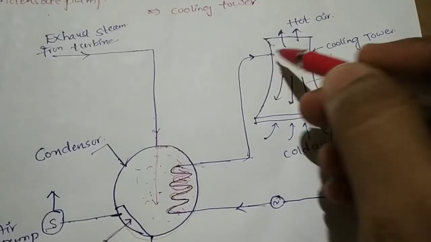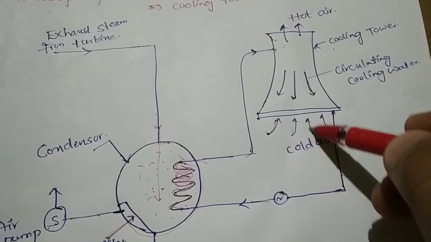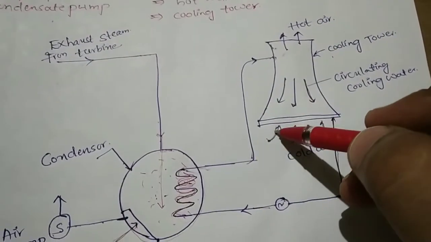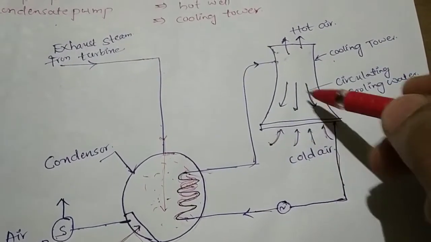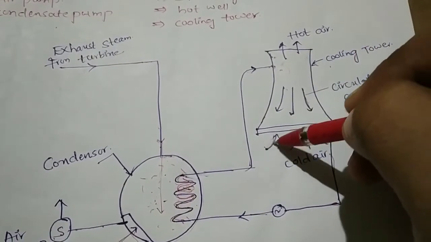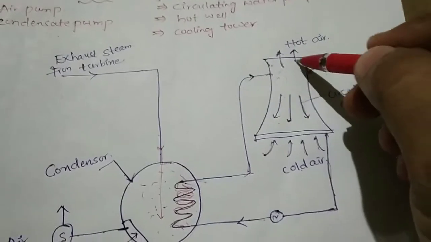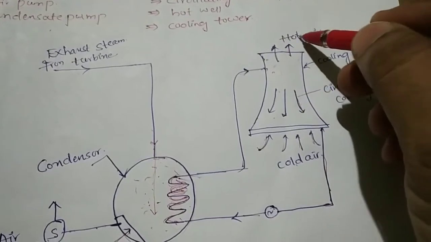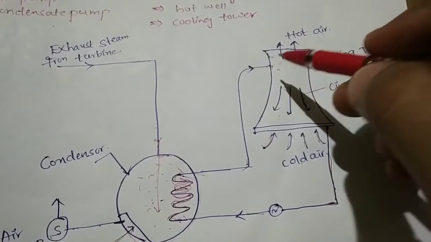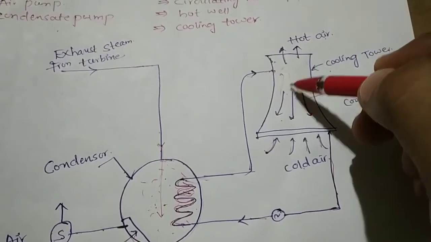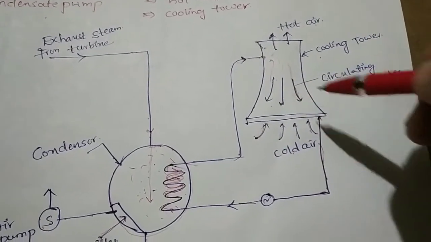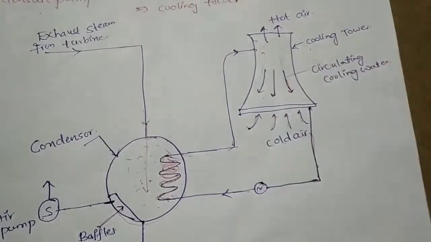Here, from here cold air is coming. Why? Because it has less density, therefore it comes from the bottom side. And when this cool air is moving and touching the hot water, the cold air becomes hot, therefore hot air will enter through this and go into the atmosphere. Okay, hot air will enter into the atmosphere. Again the cold air will come, and that will be sent through this cooling tower.